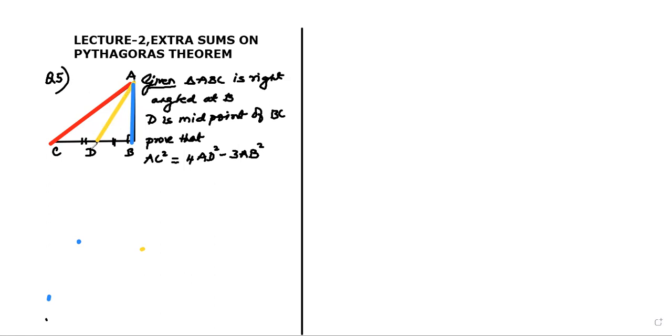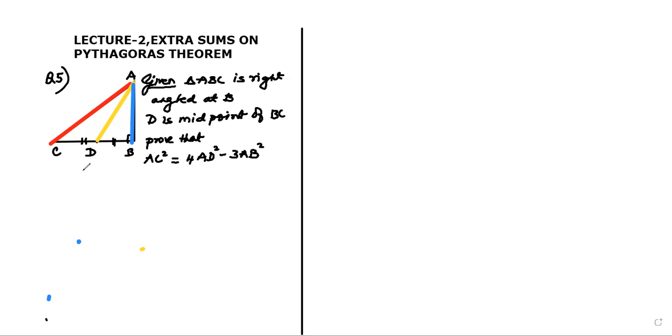Don't you realize whenever you see AD, you can always think of Apollonius theorem. I hope everybody knows Apollonius theorem: sum of the squares of the segments on either side of this median. AD is a median. Which sides are there on either side of it? AC and AB. So AC square plus AB square equal twice AD square plus BD square. Twice the sum of the squares of the median and the bisected part of the side by the median. So naturally, when you use Apollonius theorem, most of the segments come. And then somehow I have to get rid of this BD square.